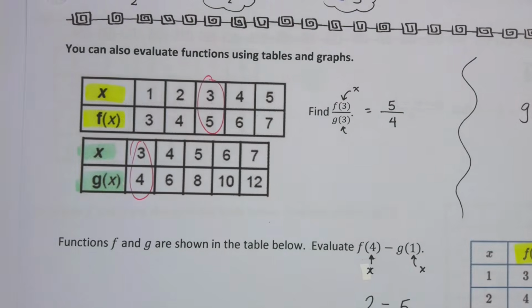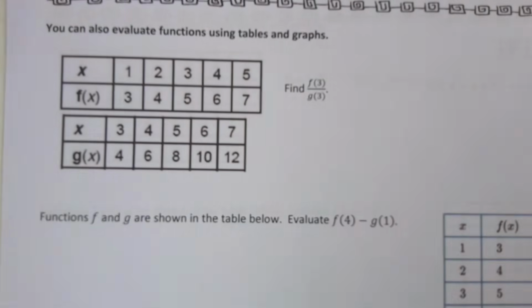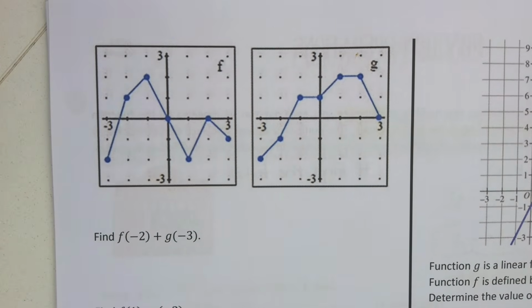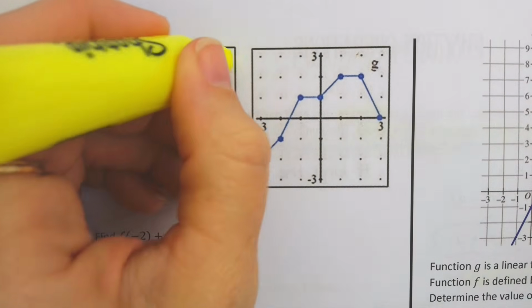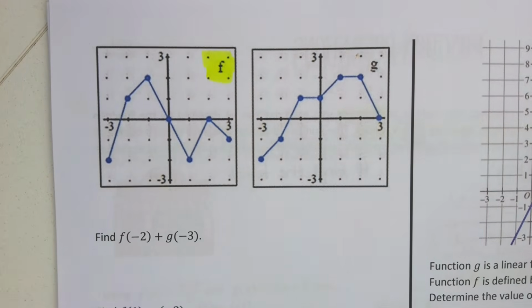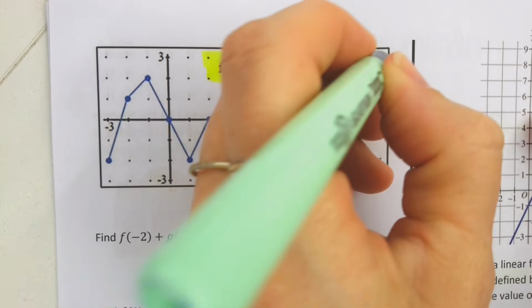All right, you can also do function operations with graphs. Flip it over. Okay, so we have two different graphs here. Can you tell which one is F, which one is G? They just barely label it. I'm going to highlight it. It's in the top right of each one. This is the F graph on the left side. On the right-hand side is the G graph.